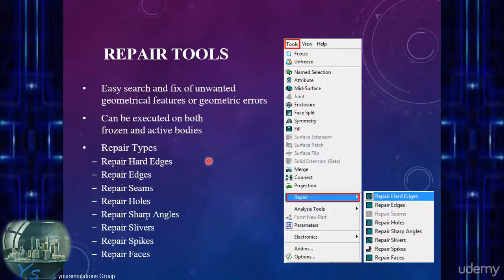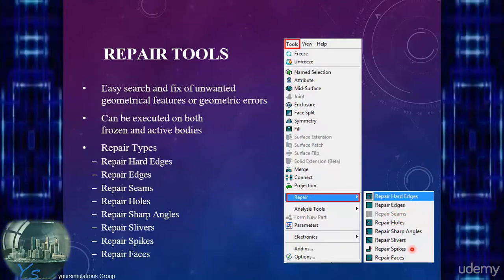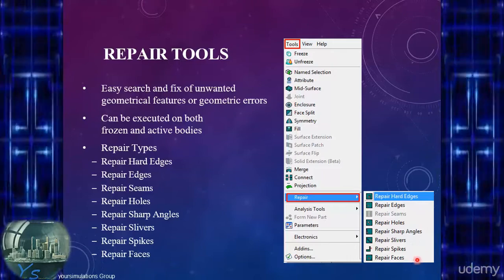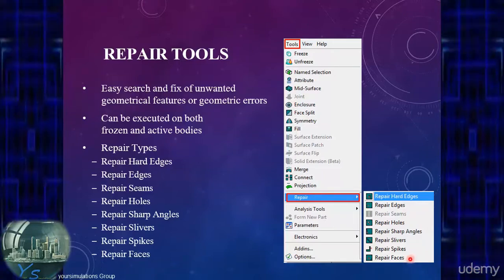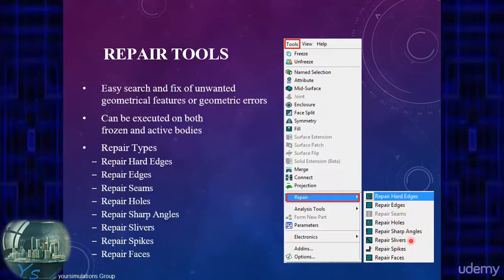And we have a number of different types available for hard edges, edges, holes, sharp angles, slivers, spikes and faces, and we'll show you some of the examples in the following slides of repairing some of these types of problem regions.